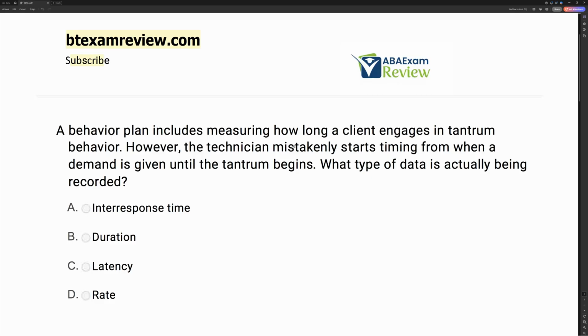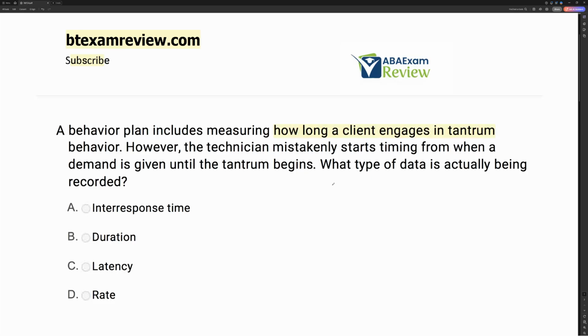A behavior plan includes measuring how long a client engages in tantrum behavior. However, the technician mistakenly starts timing from when a demand is given until the tantrum begins. What type of data is actually being recorded? So we have a measurement question. And with this measurement question, the question wants you to identify what type of data is actually being collected by the technician. Meaning, originally, the technician is supposed to be measuring how long the client engages in a tantrum.